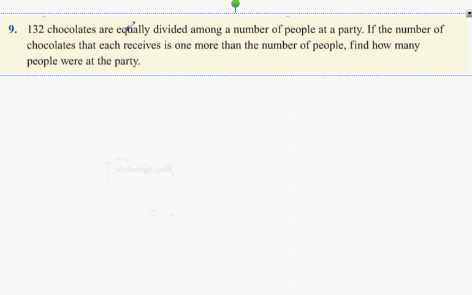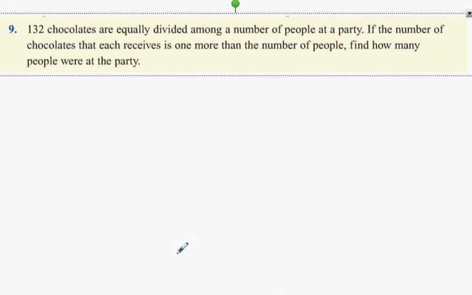132 chocolates are equally divided among a number of people at a party. If the number of chocolates that each receives is one more than the number of people, find how many people are at the party. Okay. Now, if we knew the numbers, I actually know the answer is 11 and 12 already, but that's just by pure luck, more than anything.